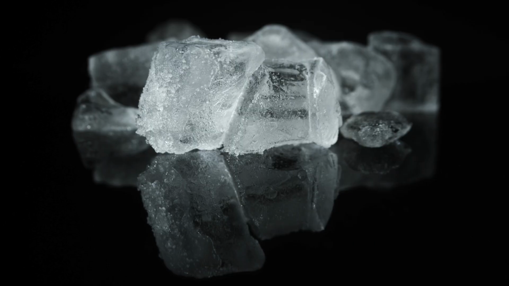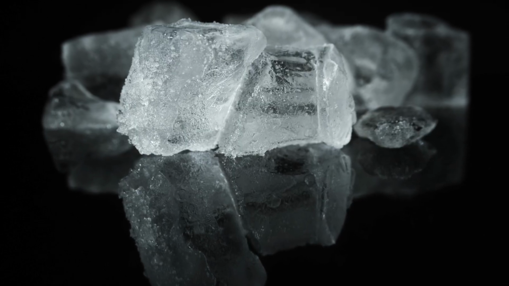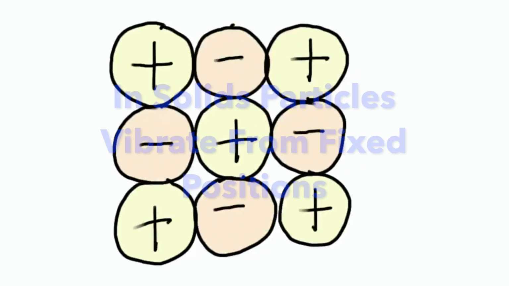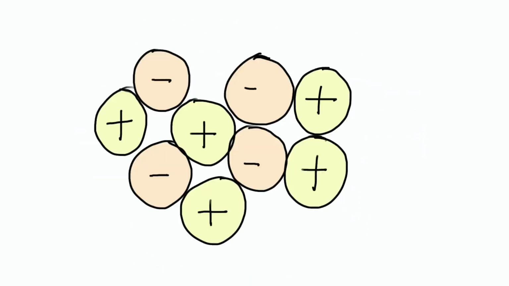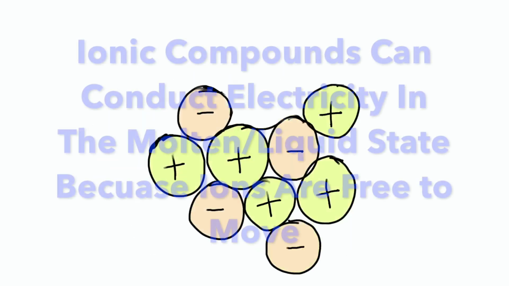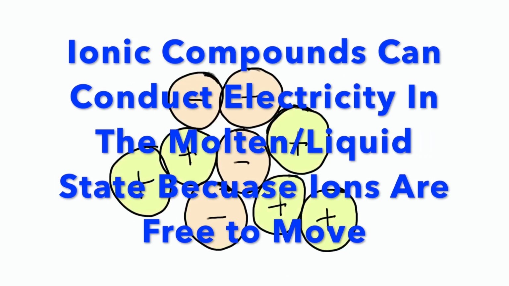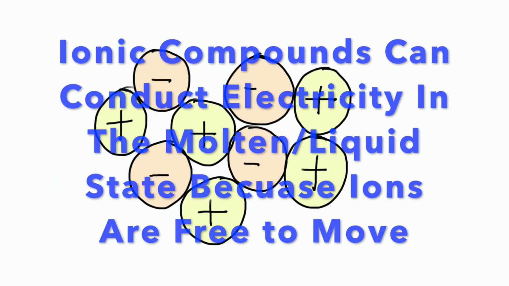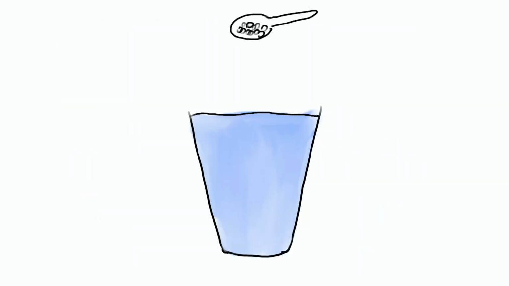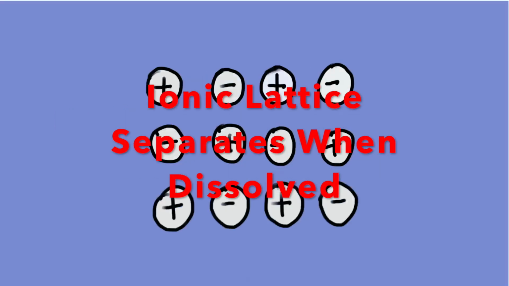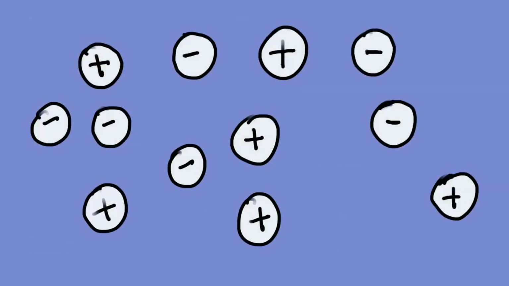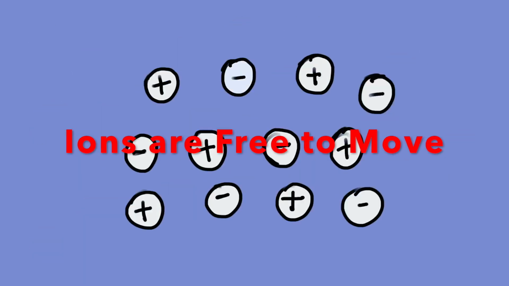So ionic compounds cannot conduct electricity in the solid state because in the solid state, the particles are vibrating from a fixed position. They can't move freely. However, in the liquid state, these particles are able to move around each other and so will be able to conduct electricity. When dissolved in water, ionic compounds can conduct electricity because the ionic lattice breaks down and the ions are free to move around.